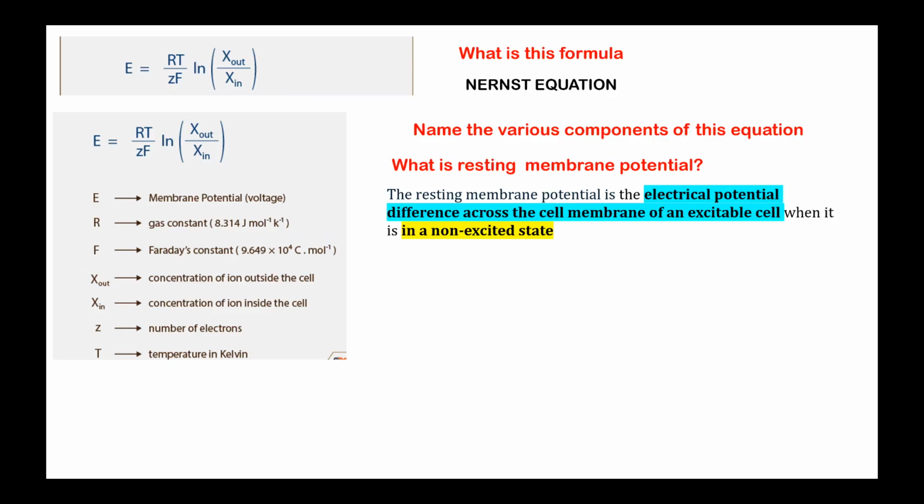That is the mechanism of action of which drug? The induction agents which we use. Whole class is silent. Right? So GABA and the like all cause hyperpolarization. Okay? So this is the resting membrane potential, the electrical potential difference across the cell membrane of the excitable cell. What factors determine the resting membrane potential?